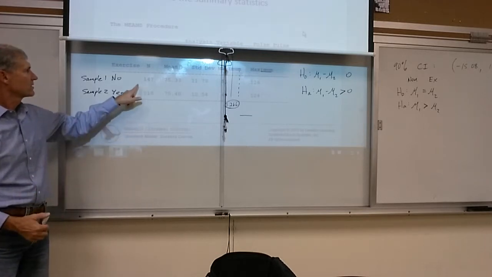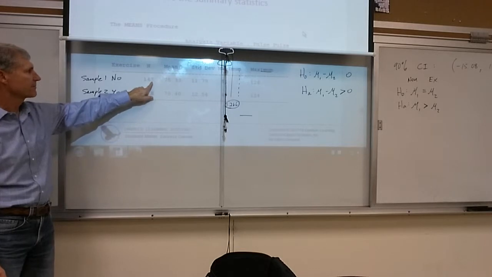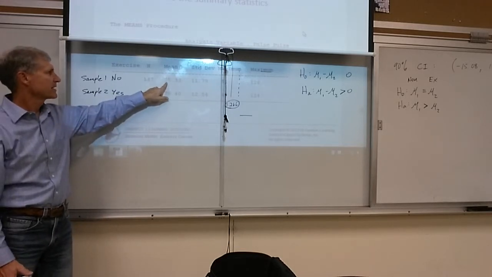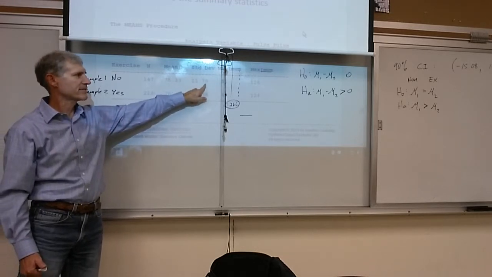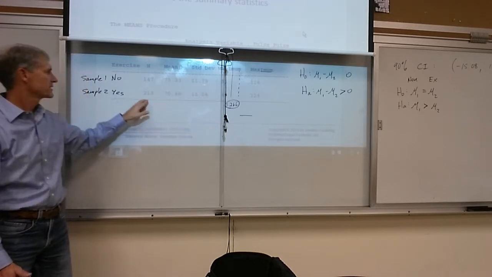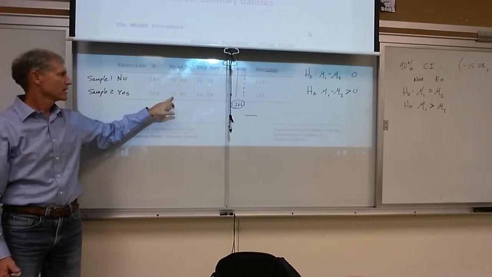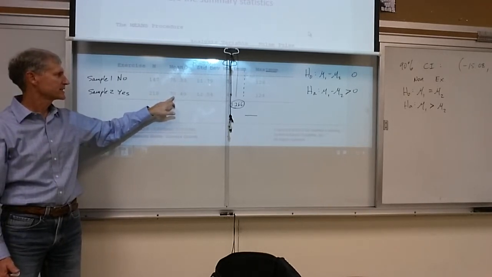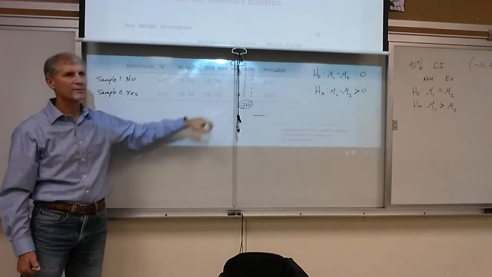So for sample 1, I'm going to read them for the video: 147 for sample size n, 75.33 for x bar 1, and 11.79 for s1. Then sample 2 has an n of 218, an x bar 2 of 70.4, and s2 is 12.54.